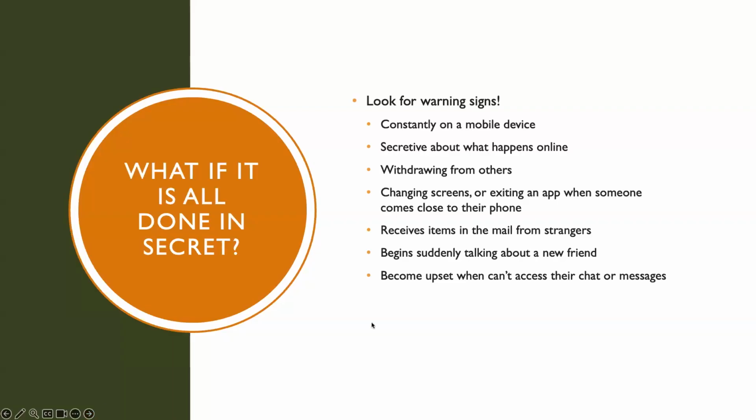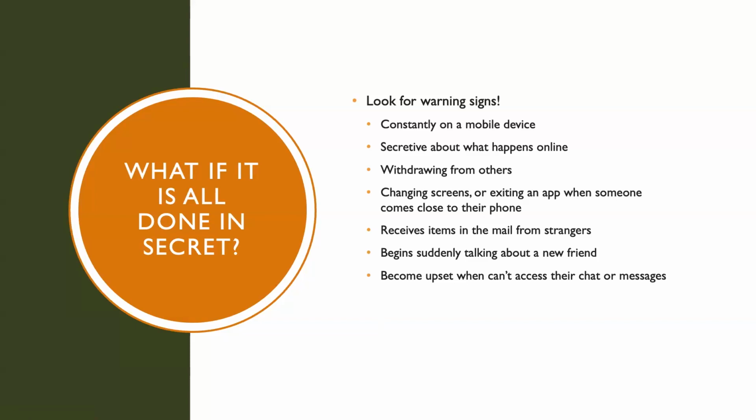This is a big one that I get all the time: what if it's done in secret? Somebody told me a story once about a young adult who went to a hotel to meet somebody she met online, and the person was there and did harm to her. And they were like, I wish I would have caught it. How do I know if it's happening? Because it was all secretive. And so there are warning signs.